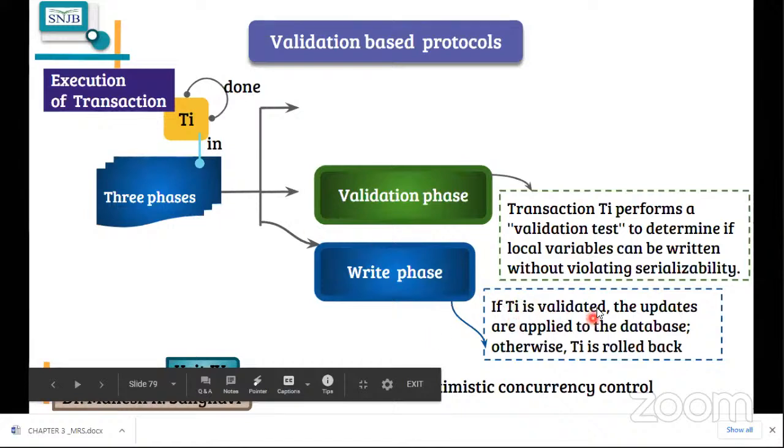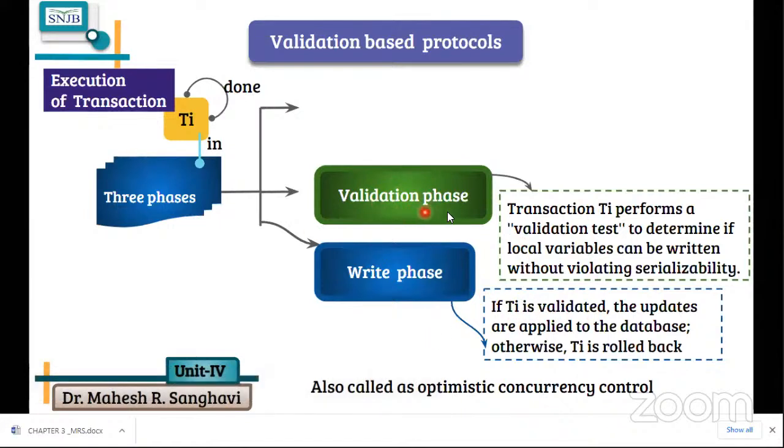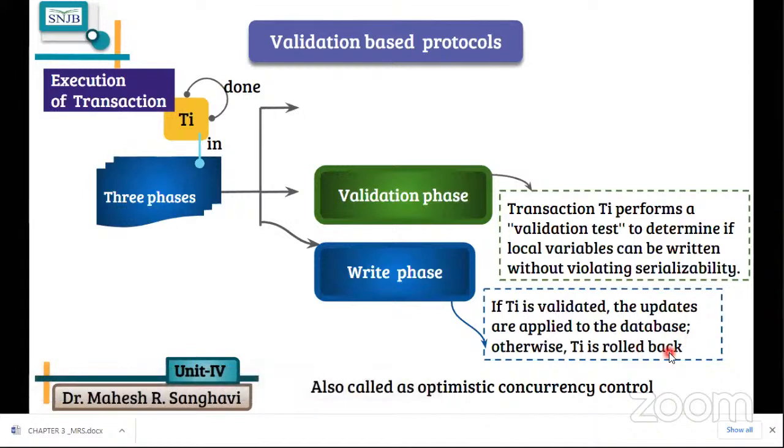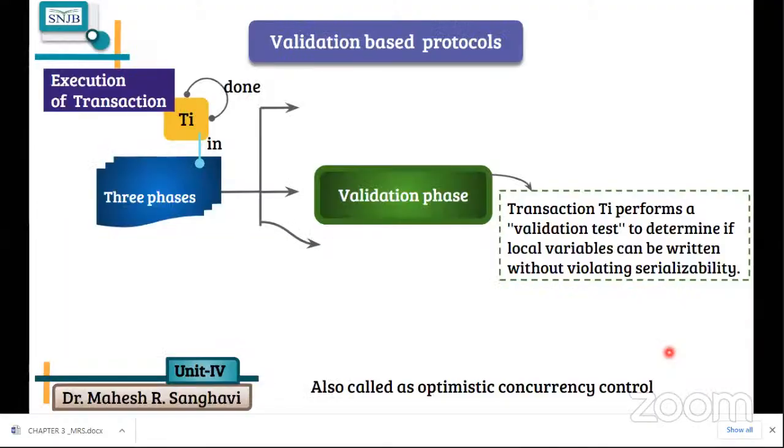If PI is validated, once this answer of validation phase is yes, then the updates are applied to database. Otherwise PI will be what? Roll back. यानी क्या, तभी जाके ये थर्ड फेज जो रहेगा, राइट फेज, ये तभी आएगा. सो वेरी फर्स्ट फेज वाज दैट. क्या था फर्स्ट फेज? जस्ट रिकॉल दैट फर्स्ट फेज सो दैट यू विल अंडरस्टैंड.